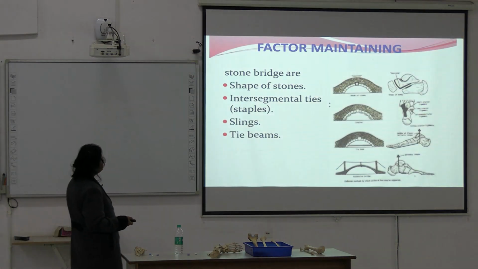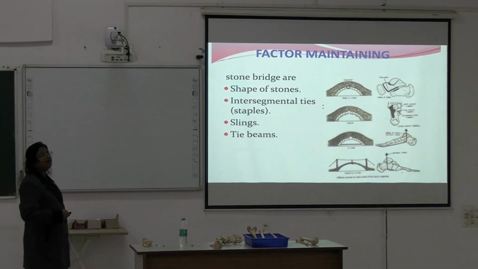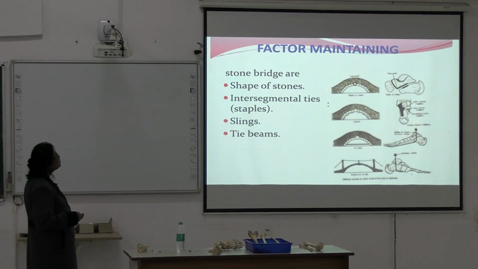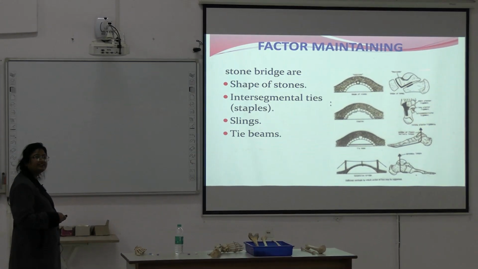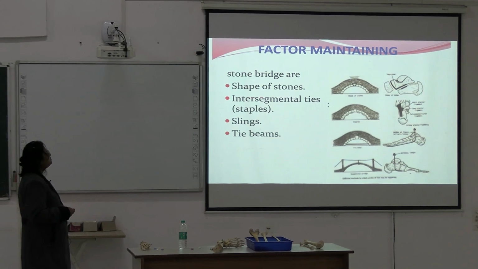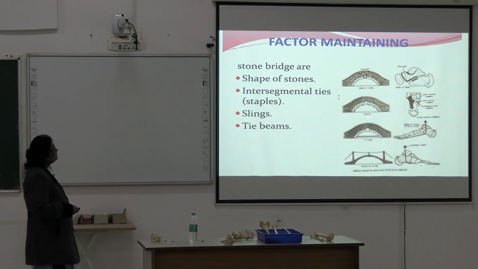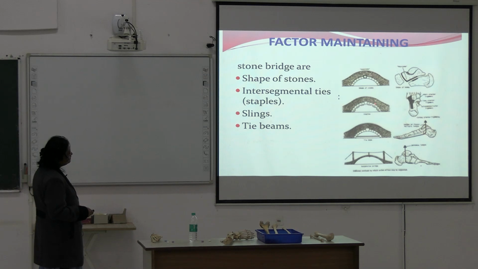Next, so what are the factors maintaining these arches? Arches are like stone bridges. You have seen stone bridges like this. So, the bones are wedge shaped, they are like the shape of the stone. See, this is talus, here is calcaneum, this is navicular. So, these tarsal bones are shaped like stones and there are intersegmental ties here. These are the intersegmental ties, also known as staples, formed by the different ligaments of the foot. And there are slings.